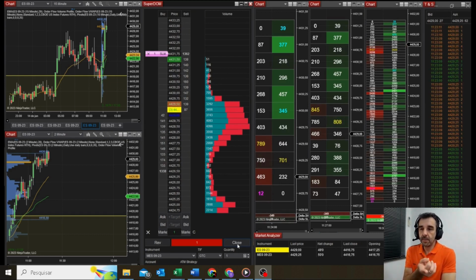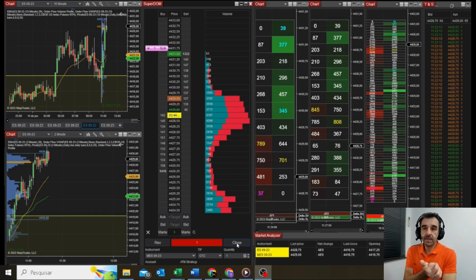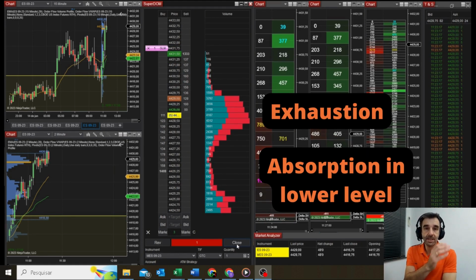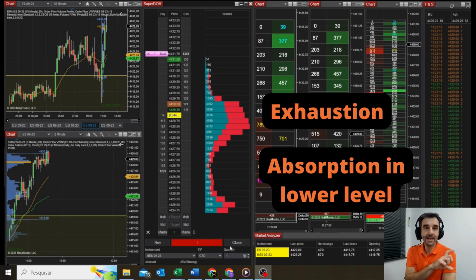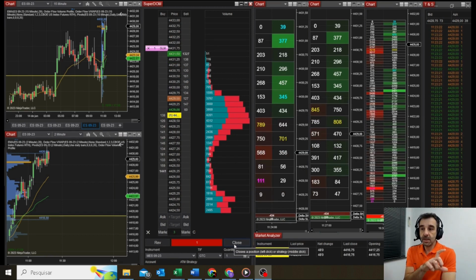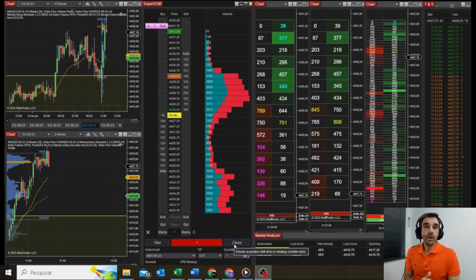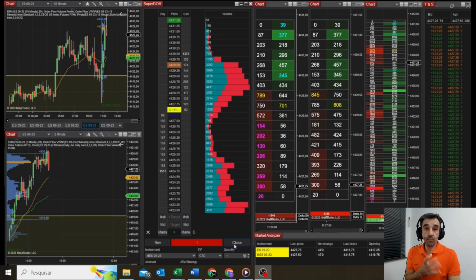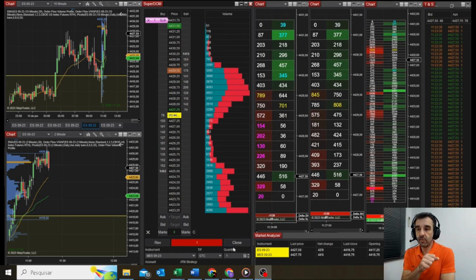Because if it moves upwards, it would be more likely to really break out. But considering the exhaustion and then the absorption at a lower level right at the end of the range, even though we were in a bullish market and it was strong, it could break out, I understood that it was worth the risk.